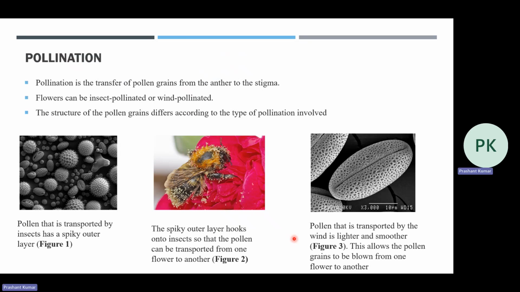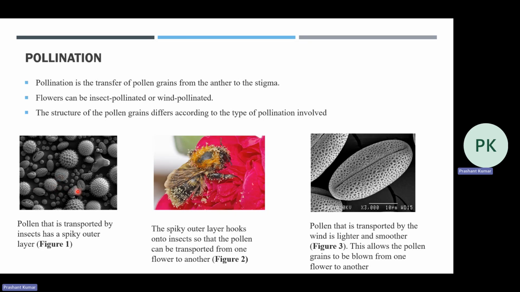Now, when we talk about pollination, the most important thing is what type of pollination the flower will do. On the basis of pollination, we divide pollination into two types: either insect pollinated, meaning the insect is going to help, or wind pollinated, where wind is going to help in the pollination. So let's see the diagram of figure 1.